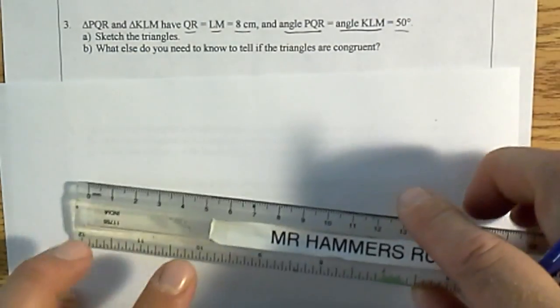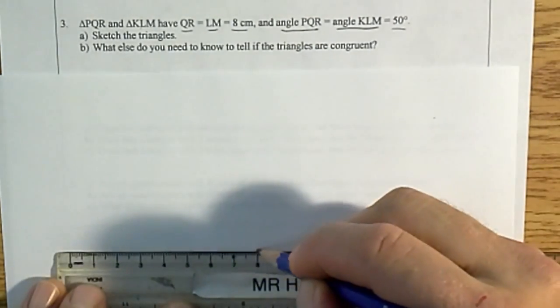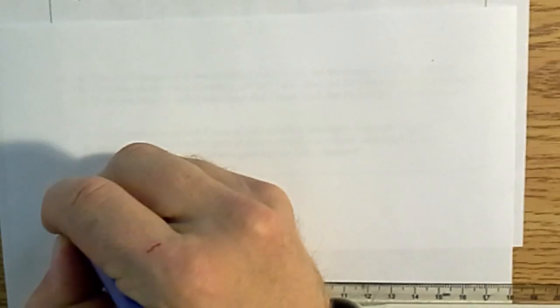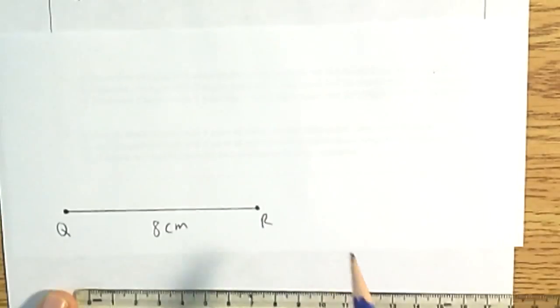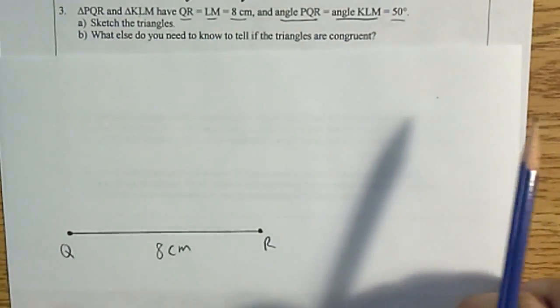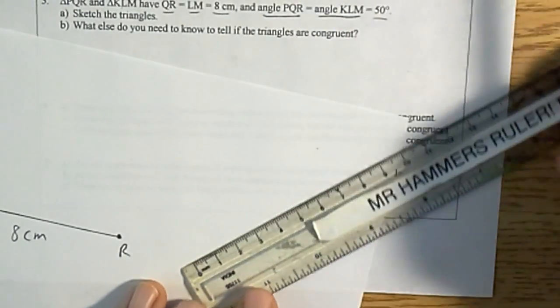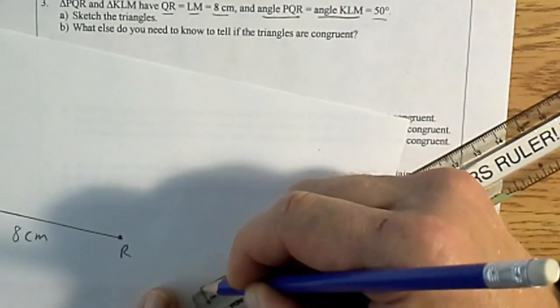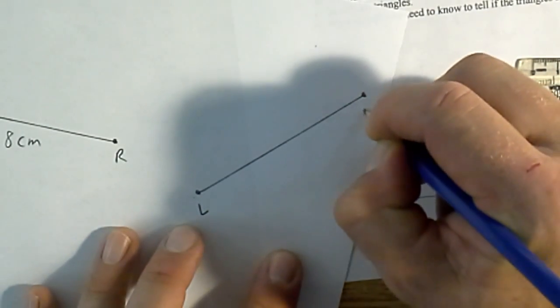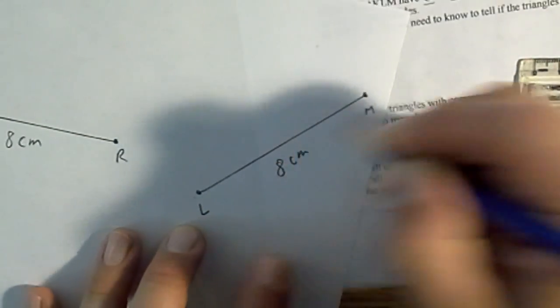So to make this nice and easy, I'll start with QR equals 8 centimeters. I'm just going to draw myself an 8 centimeter line, and that's going to be QR, and I like to draw my vertices in there. That takes care of QR equals 8, which is part of the information I need. Now I need LM equals 8. That's going to be a different triangle, so I'm going to draw that over here to the side. This is going to be LM, and that also equals 8 centimeters.